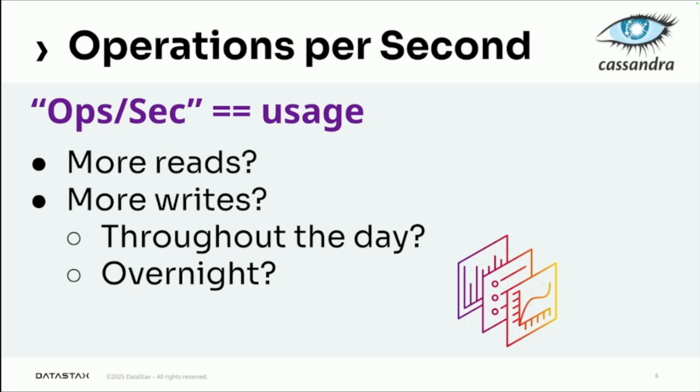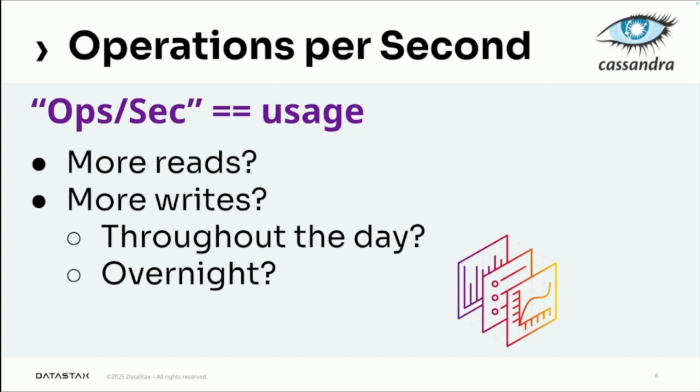So operations per second, sometimes denoted as ops per sec. Usually it's the combination of reads and writes that happen on your cluster in any given time period. You'll have some applications that are very read heavy, some that are very write heavy, some that accept writes throughout the day, and some that bunch up their writes in an overnight job.